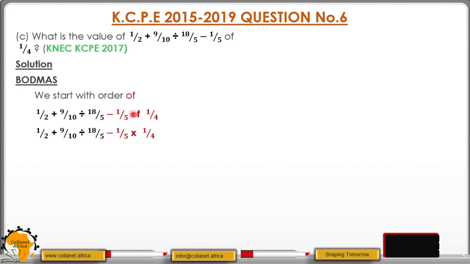So this stands for multiplication. So you multiply the 2. When you multiply, you'll get negative 1 over 20, so the other things remain. So we first of all deal with the of. Then after that we go to division. Division is our next. So the division is here.